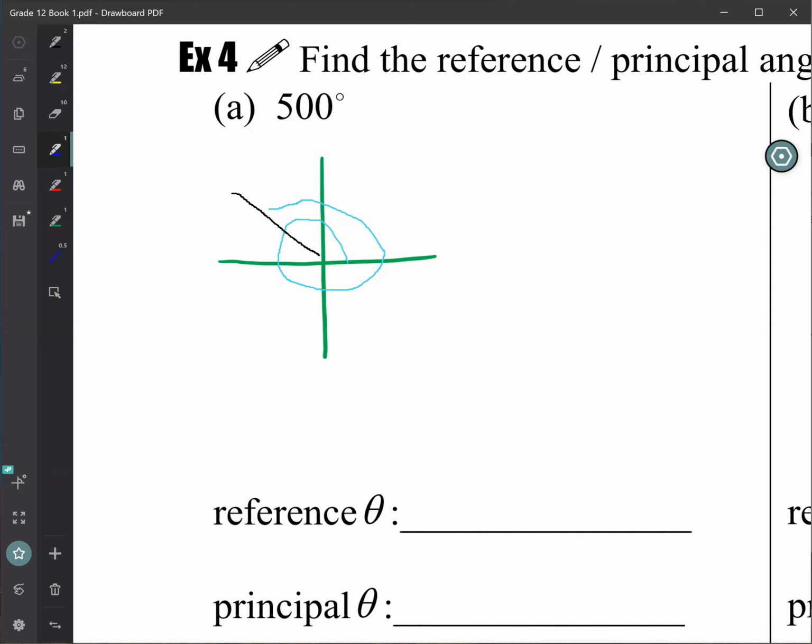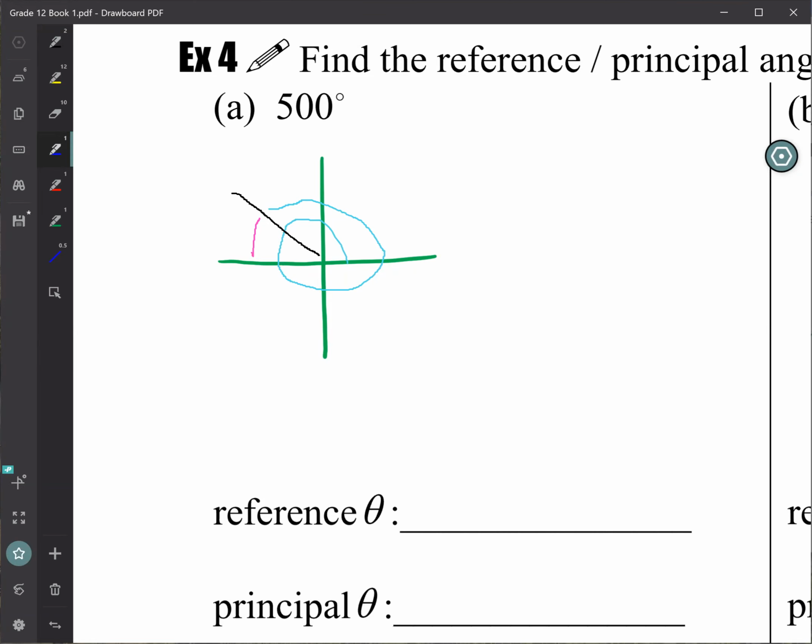Cindy, can you draw this, show the reference angle on the screen? Yeah, very good. So the pink one is the reference angle. So how big is that angle? Kelly? 40 degrees. Yeah, 40 degrees. Very good. So we don't care about the direction anymore, just the size of it.